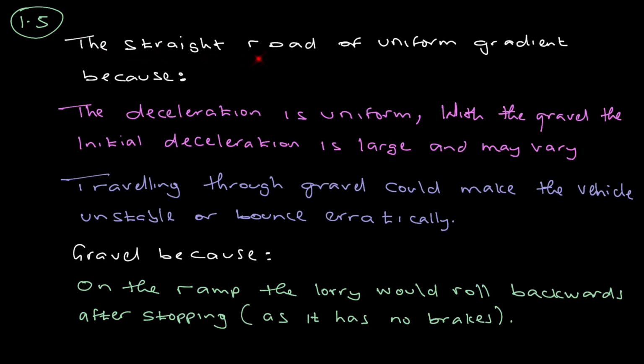Question 1.5. We need to discuss whether an escape lane containing gravel or an escape ramp would provide the safer experience for the driver of the vehicle as it comes to rest. The straight road of uniform gradient, because the deceleration is uniform. With the gravel, the initial deceleration is large and may vary. Traveling through gravel could make the vehicle unstable or bounce erratically. Gravel, because on the ramp, the lorry would roll backwards after stopping as it has no brakes.